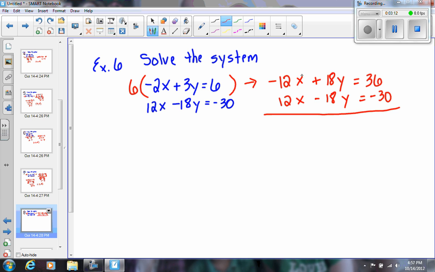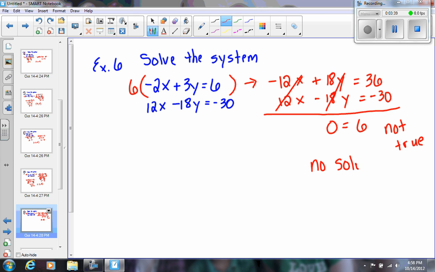When I do, the x's drop out, but look what happens here. The y's also drop out. Now that doesn't mean I'm left with just a blank. I'm left with 0, and over here I get 6. Well, 0 equals 6, that's not true. And when I get a statement like that that's not true, what does that mean?